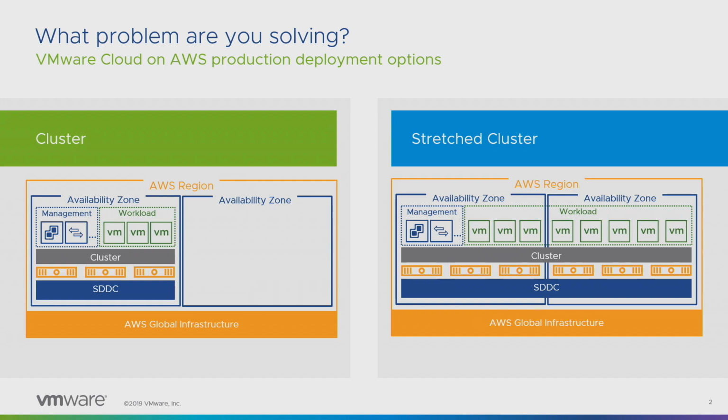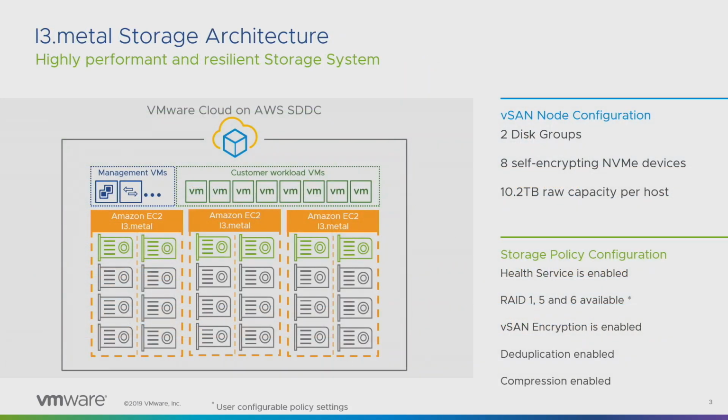Regardless of what you select, though, the hardware that we use is the same. Our i3 Metal host is the host that we launched the service with. It's what we've had in production for the past 18 months. It has 8 1.74 terabyte NVMe SSDs locally inside the server. We take all 8 of those drives and we assign them to vSAN. We actually boot the server remotely off of an EBS volume.